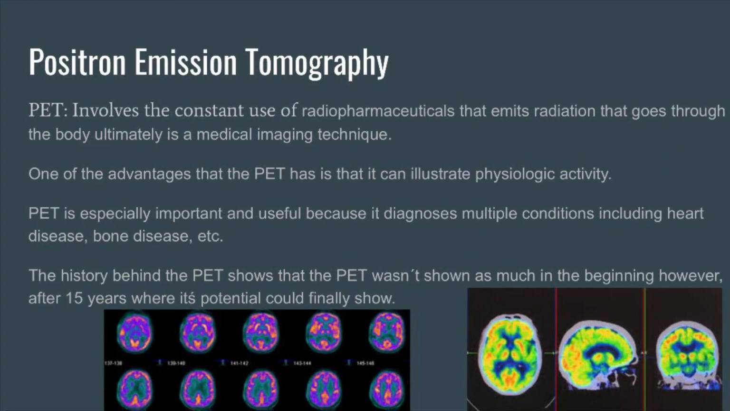Positron emission tomography, also known as PET, involves the constant use of radiopharmaceuticals that emit radiation that goes through the body. Ultimately it is a medical imaging technique. One of the advantages that PET has is that it can illustrate physiologic activity. PET is especially important and useful because it diagnoses multiple conditions including heart disease, bone disease, etc.